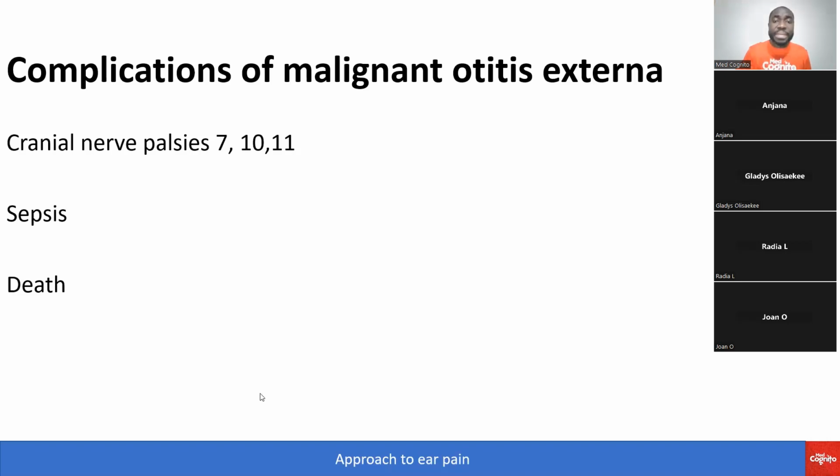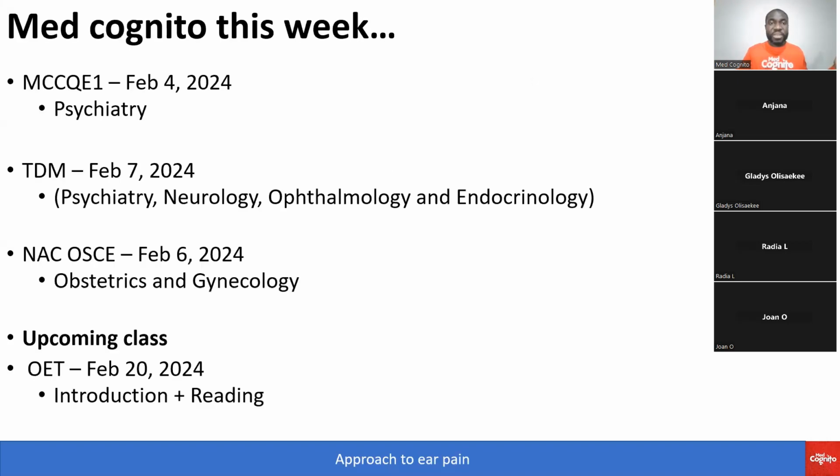And what other complication can the patient develop? The patient can develop sepsis, and that sepsis can then lead to death. So, doctors, when it comes to the approach to ear pain, we finished everything.